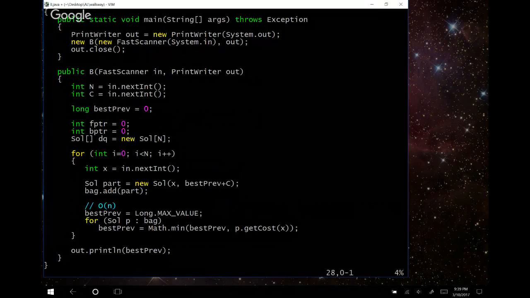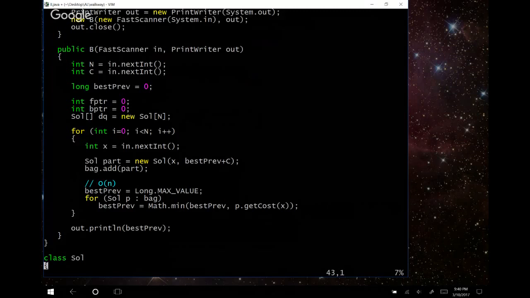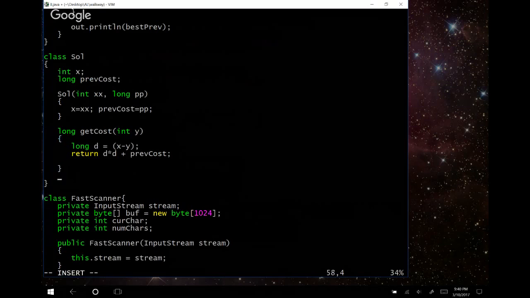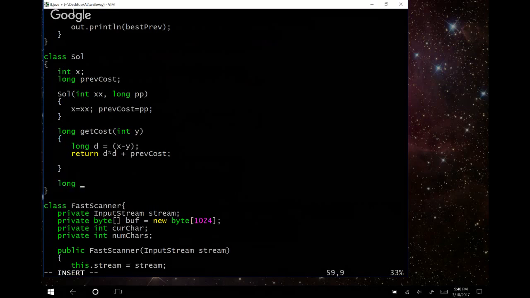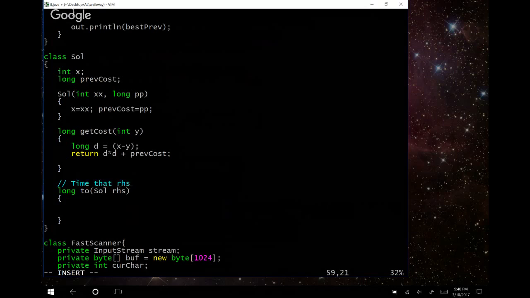Okay, so we can keep everything else. Let's move down here and look at this partial solution piece. We need to implement this function I'm going to call time overtaken, because that's going to tell me when a solution overtakes something else, and it'll make the rest of the algorithm easier to implement. I just need to find the time that one overtakes the other. I'm going to keep it in longs for safety, though I don't really know if I need them. The way this function works is it's going to be the time that this right-hand side variable overtakes where I currently am. So I'll write in the comment: time that RHS overtakes this.